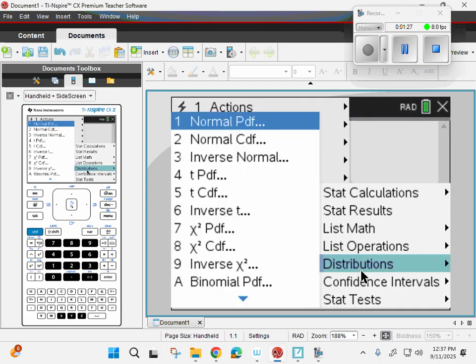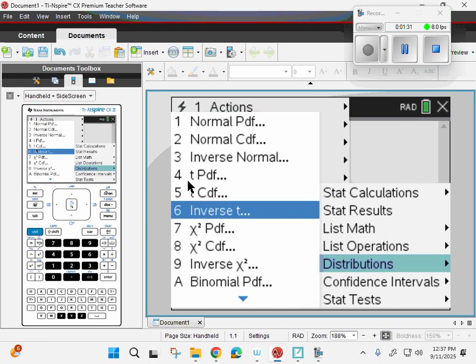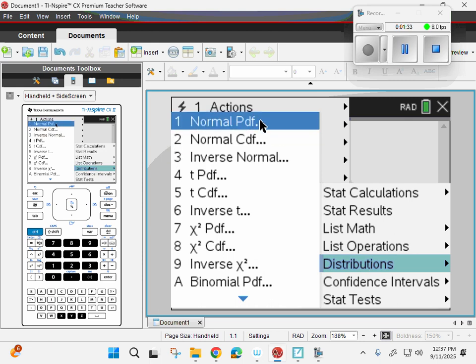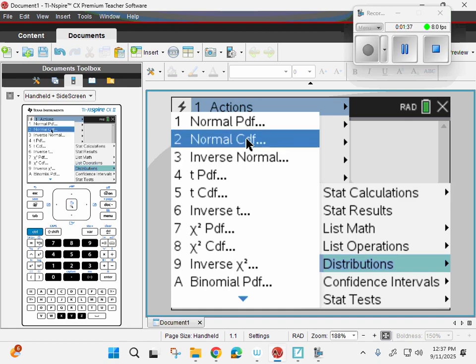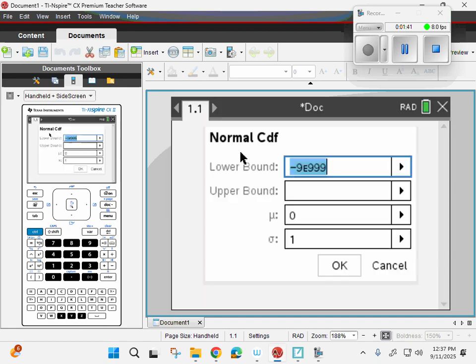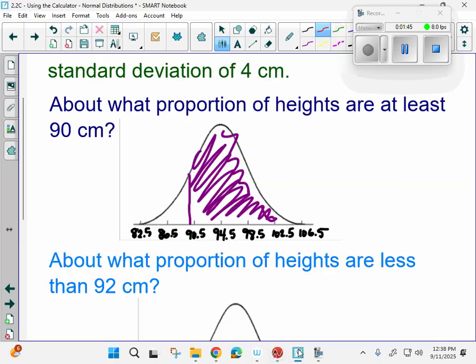We're going to do almost all of these, so many of them, all right? But we will never use number 1, okay? We will use norm CDF and inverse norm today. So norm CDF is the normal curve, okay? It asks for the lower bound and the upper bound. So we want at least 90, which means 90 or more.